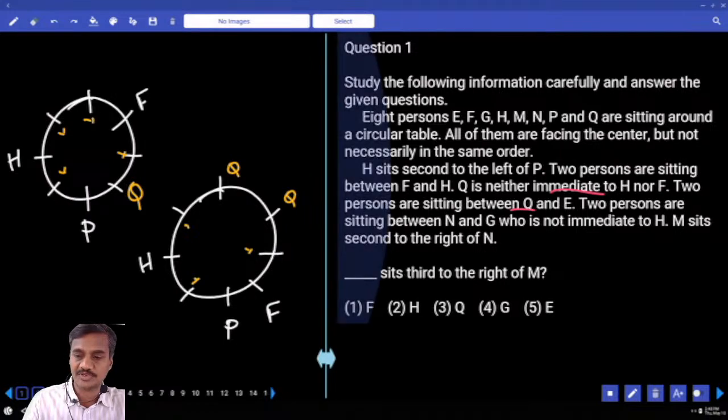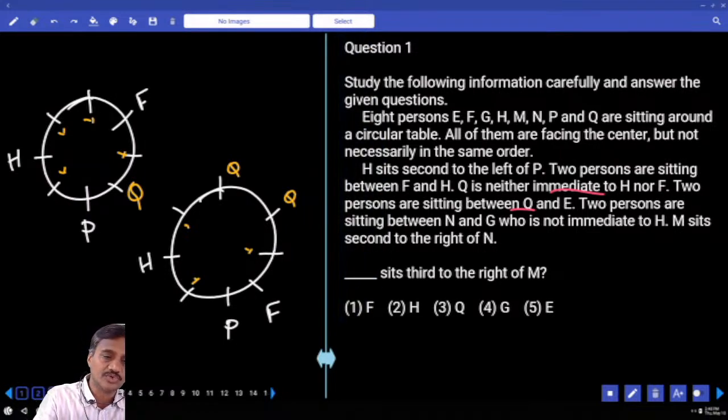Then there are 2 persons between Q and E. In between Q and E, there must be exactly 2 people. E is here. In this case, if Q is at this place, 2 persons between Q and E is not possible. Hence, Q cannot be here. What is the only possibility we have? Q is here. If Q is here, E is here. Now there are 2 people between Q and E.